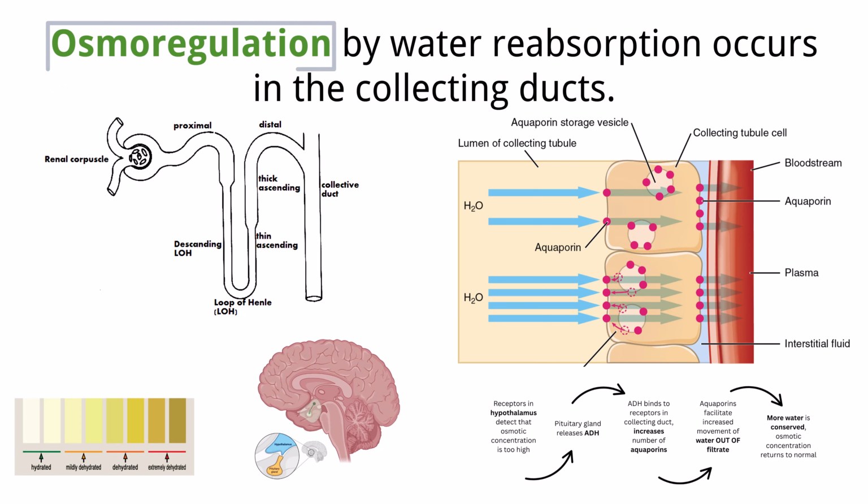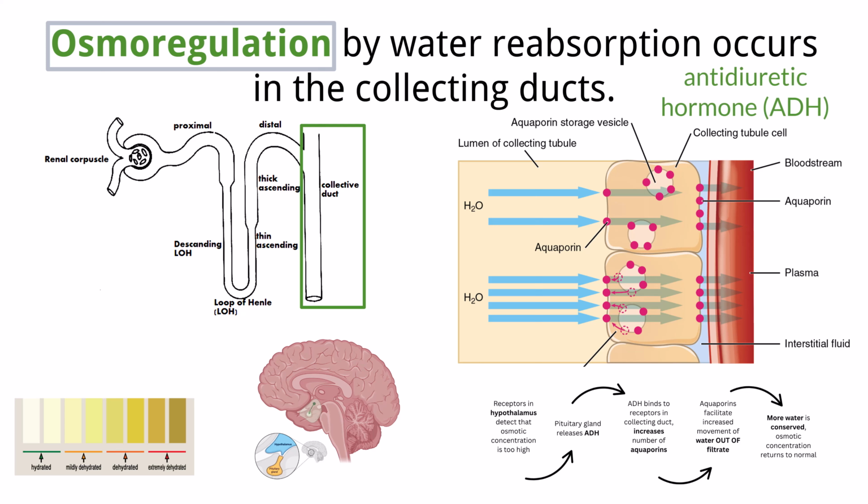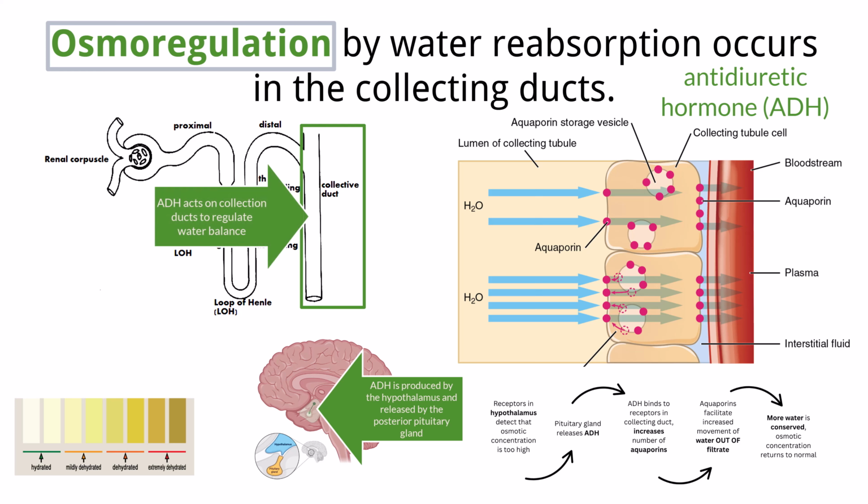Osmoregulation will continue with water reabsorption in the collecting ducts. The antidiuretic hormone, or ADH, plays a key role in this process. It is produced by the hypothalamus and released by the posterior pituitary gland. It acts on the collecting ducts in the kidney to regulate water balance.